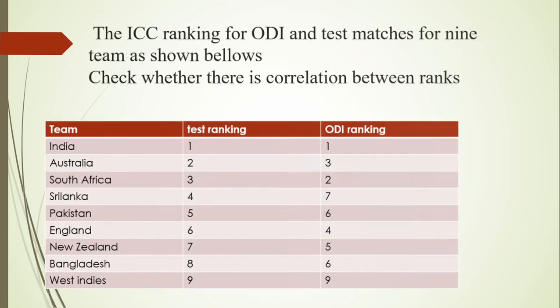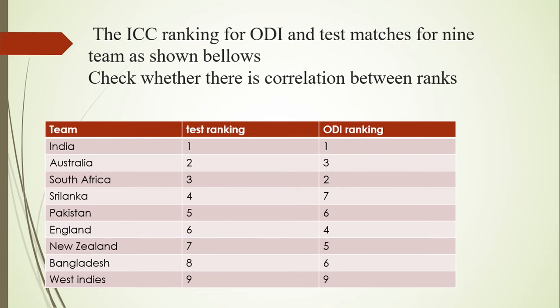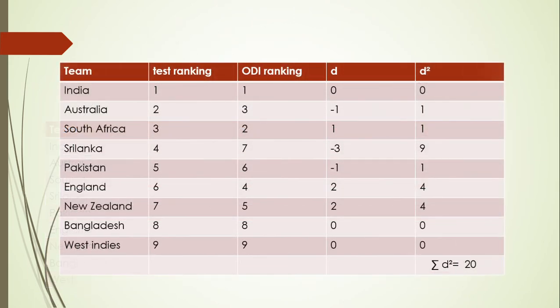Now let us consider the second example, that is the ICC ranking for ODI and test matches for 9 teams as shown below, and the rank is already assigned to all the teams, so we need to just calculate the rank correlation between them. So there are 9 teams given here, that is the test ranking and that is the ODI ranking for the teams, and we need to first prepare the table.